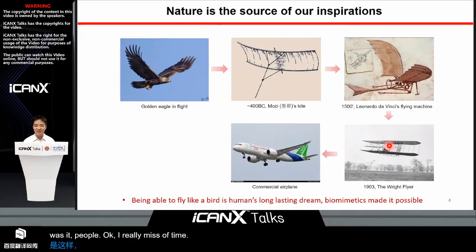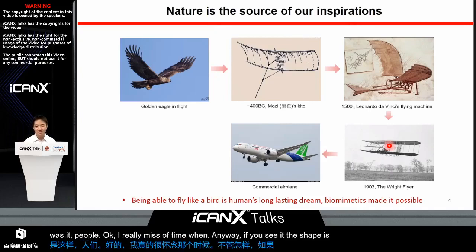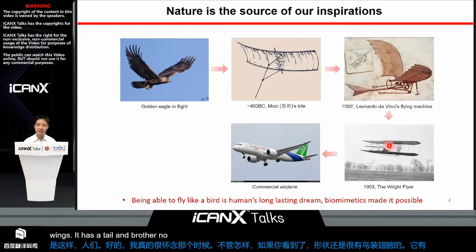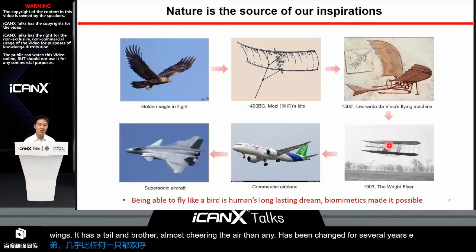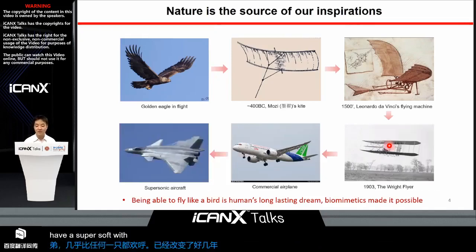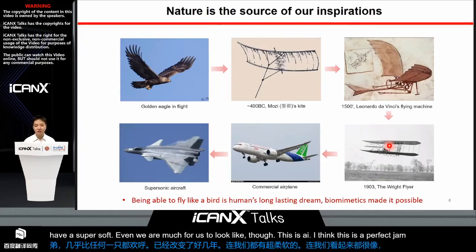But anyway, if you see it, the shape still looks very much like a bird. It's a pair of wings, it has a tail and rudder. Not much change. The aerodynamics hasn't changed for 1,000 years. Even though we have supersonic aircraft, much, much faster than a bird, it still looks like a bird, okay? So I think this is a perfect example that we learn from the bird.